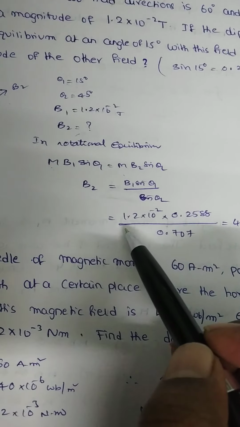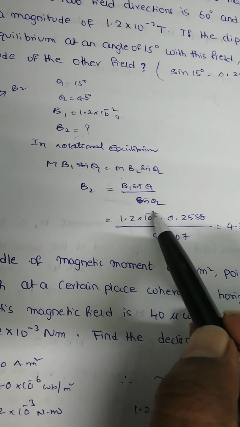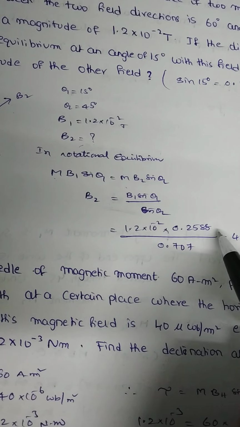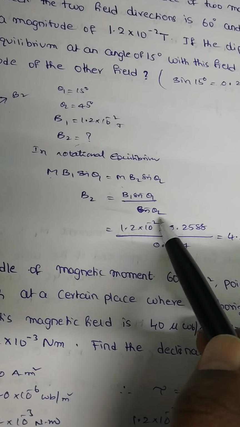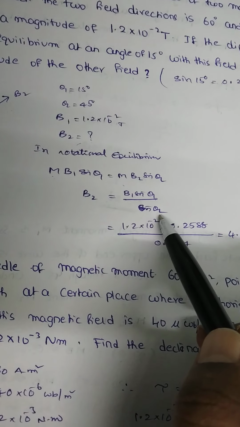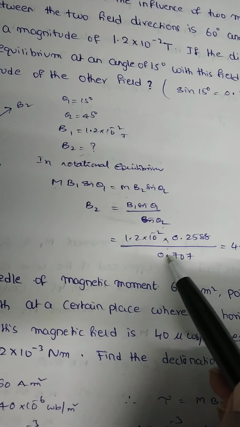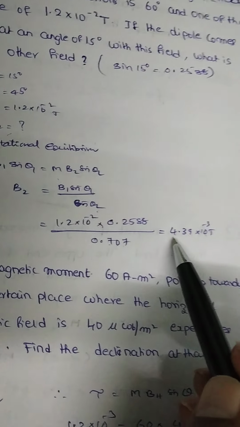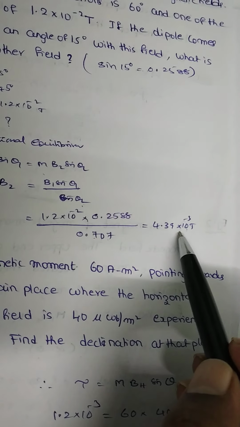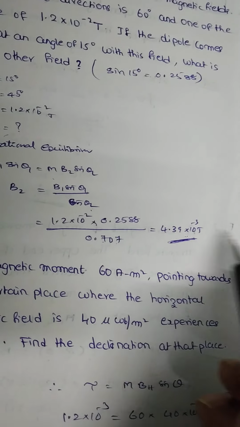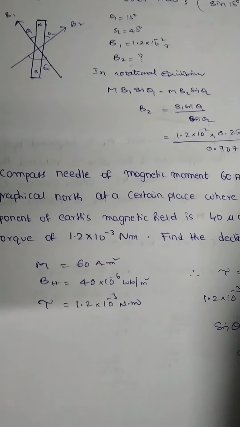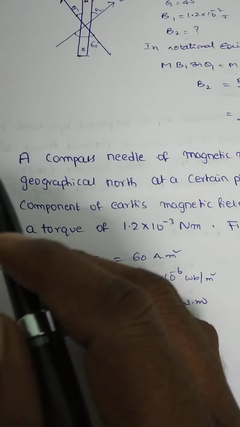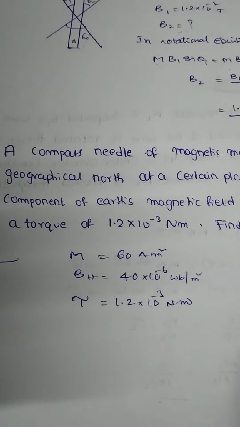That is equal to 1.2 into 10 power minus 2, which is B1, into sin theta 1, sin 15, which is 0.2588, by sin theta 2, sin 45. Sin 45 is 1 by root 2, which is 0.707. So on simplifying this, we will get 4.39 into 10 power minus 3 Tesla. This is the strength of the second magnetic field. Right? Okay.